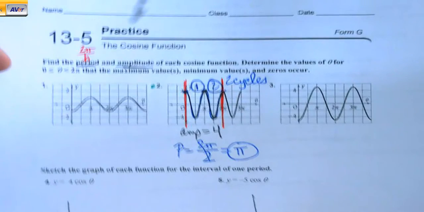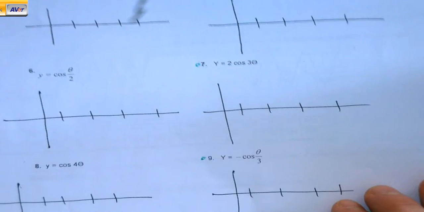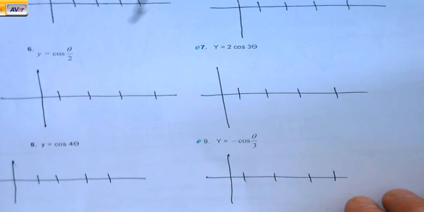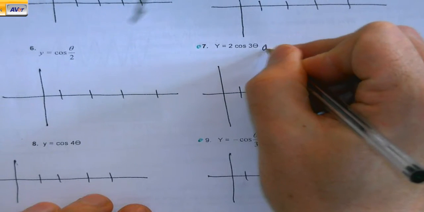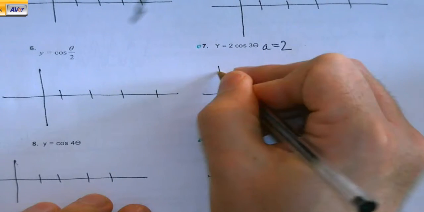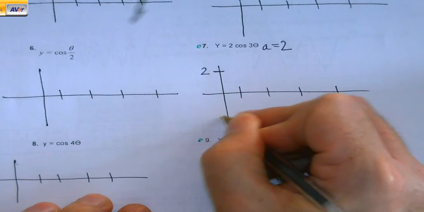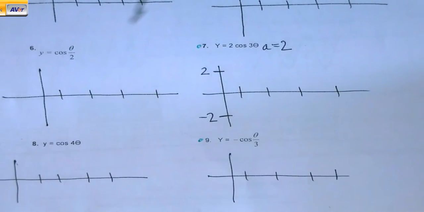So speaking of that, we're going to be taking a look at number 7 and number 9 here. So I get here, I'm like, okay, sketch the graph for one period. All right. So I notice my a value is 2. So we'll be going as high as 2, as low as negative 2.